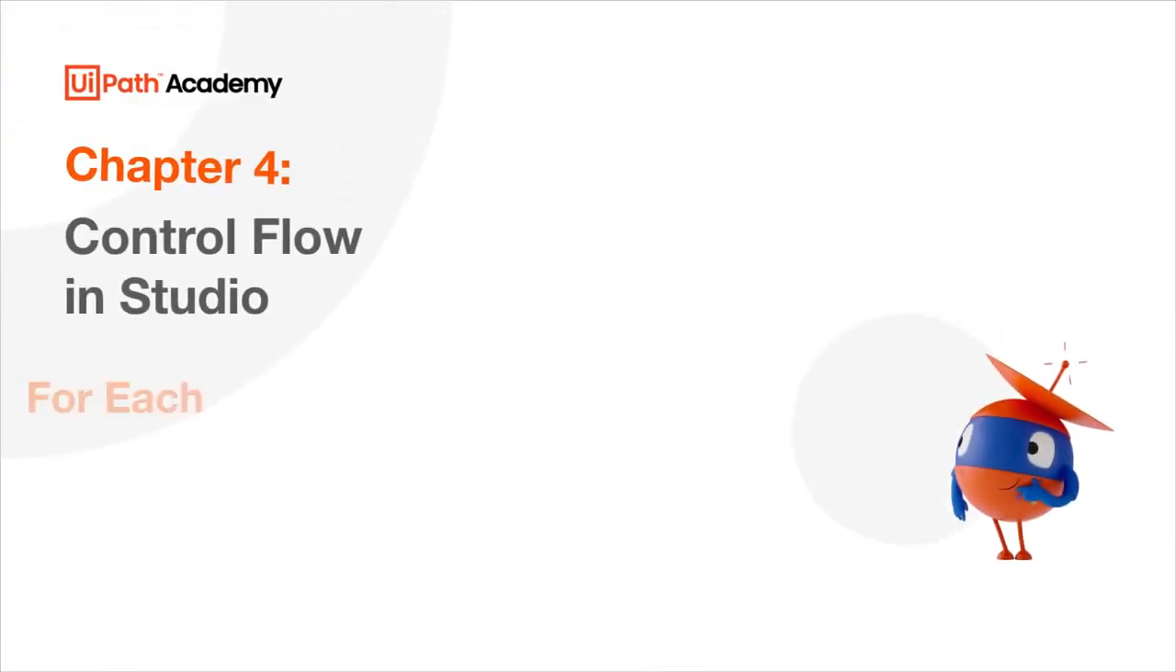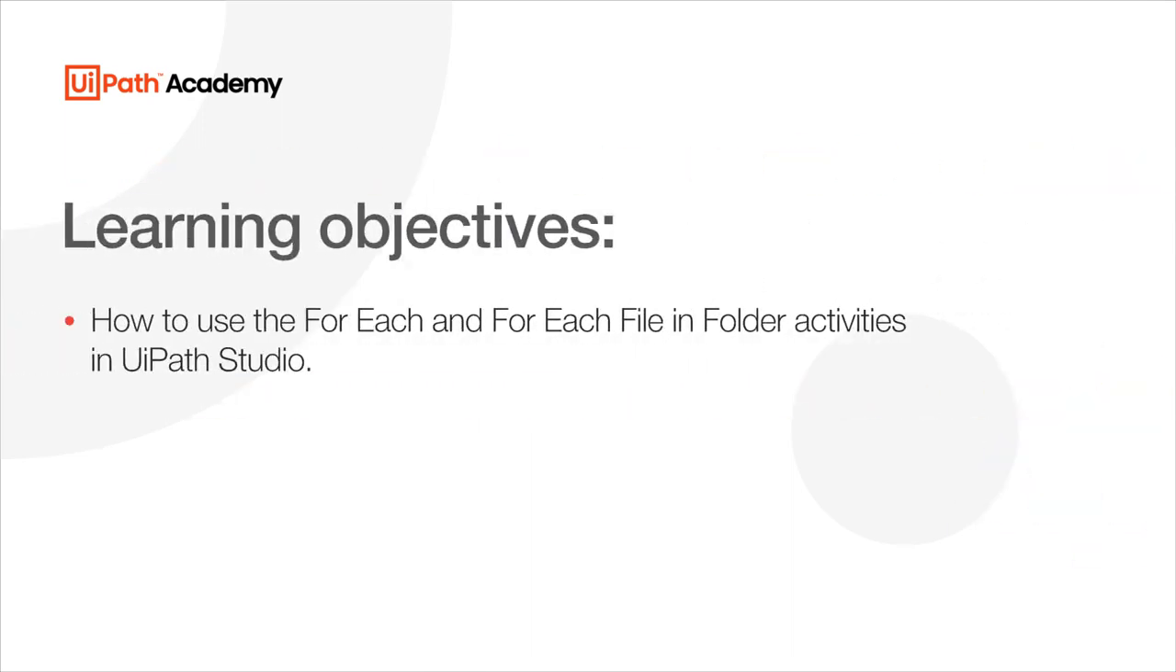Hello and welcome to the second part of this tutorial on using loops. In this demo, we'll focus on how to use the ForEach and ForEach file in folder activities in UiPath Studio. The ForEach activity iterates through a list of items, one at a time, and executes the actions in the body of the activity. The ForEach file in folder activity is a specific type of ForEach activity that's designed to loop through each file in a specified folder.